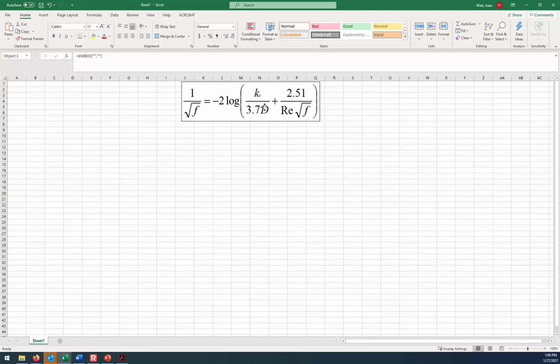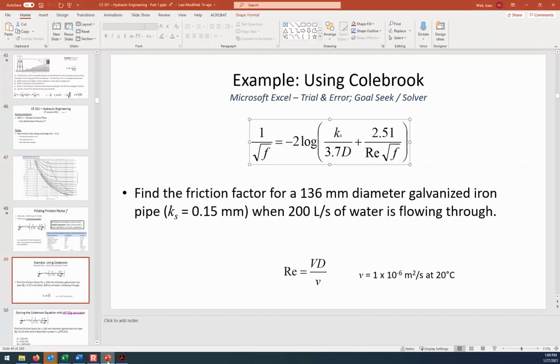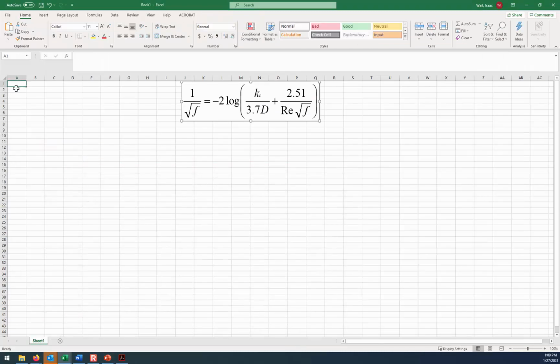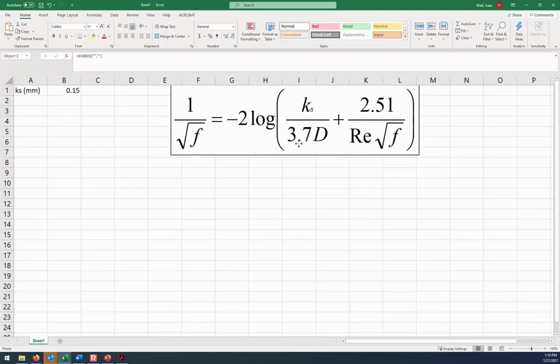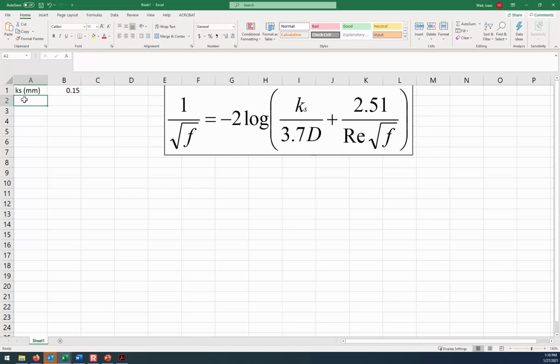All right, so here's the Colebrook equation, and then the flow conditions that are described in this example. The diameter of the pipe is 136 millimeters. We know the K sub s. So let me put some of this information in here. The K sub s in terms of millimeters is 0.15. Let me make it a little bit bigger so it's not so small on your end. All right. And then the diameter of the pipe is 136 millimeters.